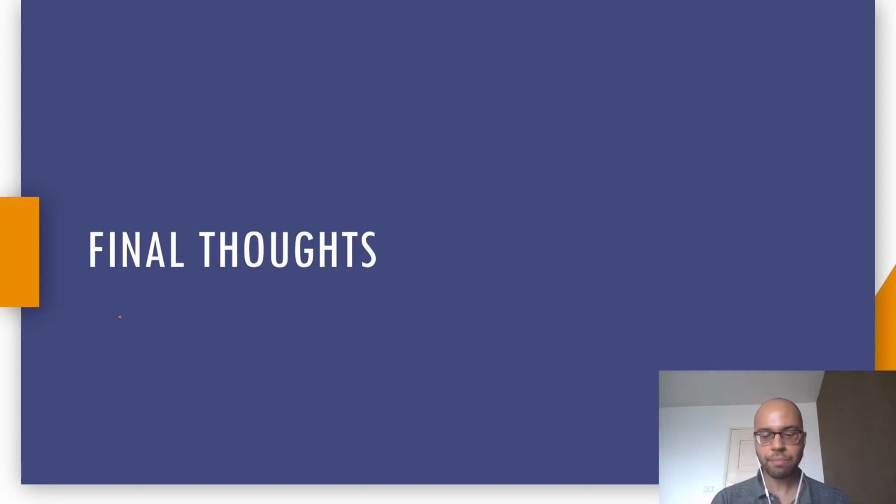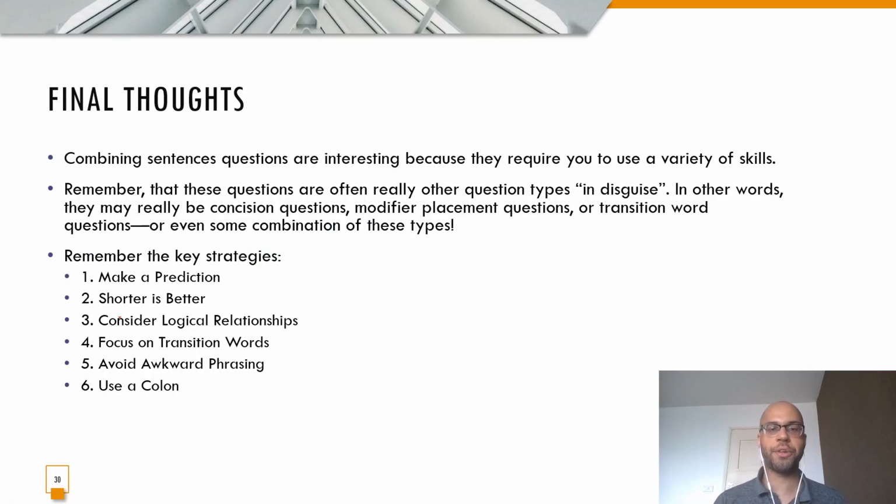So, combining sentences questions. These are interesting questions because you're using a variety of skills. I'd like you to remember that these questions really are testing other styles of SAT writing skills in disguise, right? They're secret transition word questions, or secret modifier placement questions, or secret concision and redundancy questions, right? So they're combining all of those different styles of question into one.